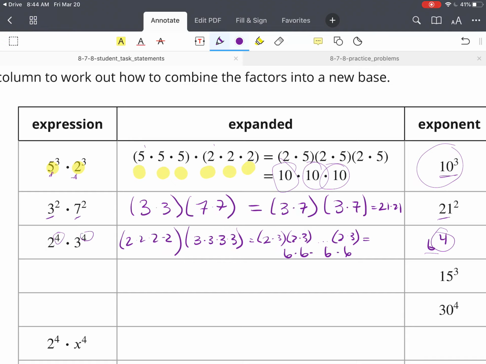Oh, now we got to go backwards. 15. Well, what times what equals 15? 5 times 3, right? So this is 15 times 15 times 15, which is 5 times 3, 5 times 3, 5 times 3, which makes me think it's going to be 5 times 5 times 5 times 3 times 3 times 3. So I think this is going to be 5 to the third times 3 to the third. And I don't actually think, I know this is true.